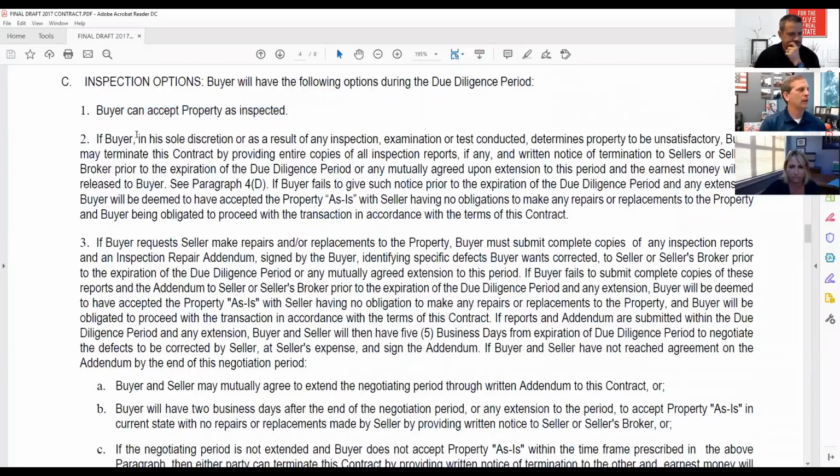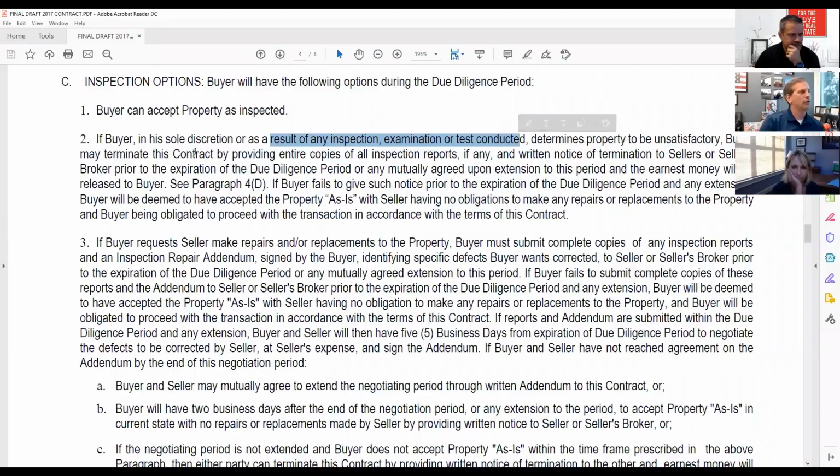The second thing they can do is, in the sole discretion of the buyer, or, and there's a key word, or as a result of any inspection, examination, or test conducted. So it's not saying the buyer can cancel only as a result of a bad inspection or a bad examination or test. It says the buyer has 2 ways to cancel. In his sole discretion, which means he doesn't want to buy it anymore, or as a result of any inspection, examination, or test. If that buyer determines the property to be unsatisfactory, the buyer may terminate the contract.